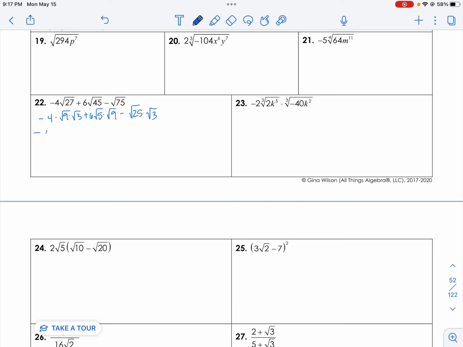So you get negative 4 times 3 square roots of 3 plus 6 times 3 would be 18 square roots of 5 minus 5 square roots of 3. That looks like negative 12 square roots of 3 plus 18 square roots of 5 minus 5 square roots of 3. I'm looking at negative 17 square roots of 3 plus 18 square roots of 5.